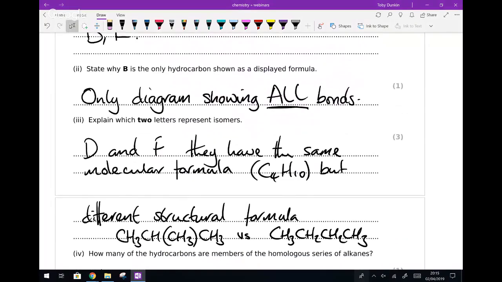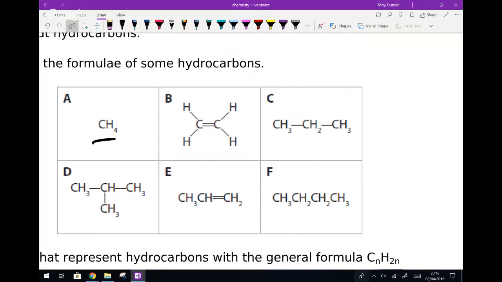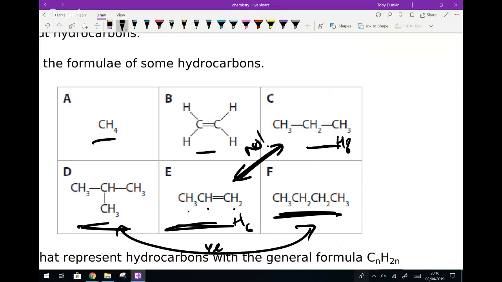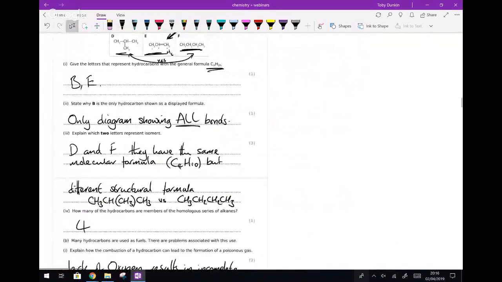State why two letters represent isomers. Right. One carbon, two carbons, three carbons, none of them are isomers because they need the same molecular formula, different structure. Four carbons, three carbons. Are C and E isomers? Ah, no, they're not. Three, four, five, six. That's got six H's, but this has eight H's, not isomers. No. Next, four. Are these two isomers? And the answer is yes. Same number of carbons, same number of hydrogens. Next. Clever that. Different structural.